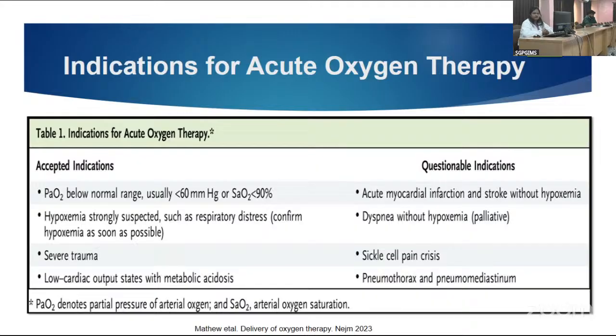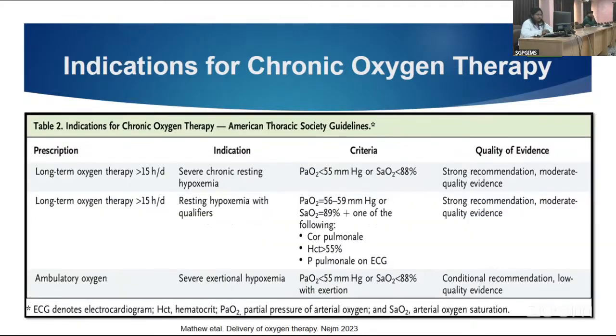In sickle cell pain crisis also, we need to check whether we really need to provide oxygen therapy to the patient or not. In pneumothorax and in pneumomediastinum. So now moving further to the chronic indications.